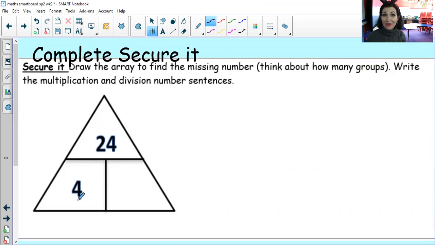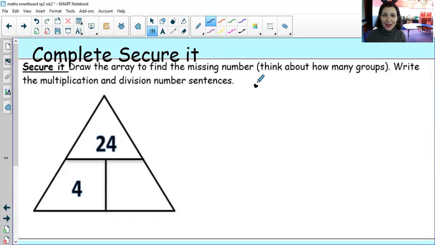You're going to draw an array to find the missing number. So think about your groups, just like I did on the previous activity on the previous page, okay? You'll be drawing groups of 4 until you get to 24, and you're going to write both the multiplication and division sentences. So pause your video now.